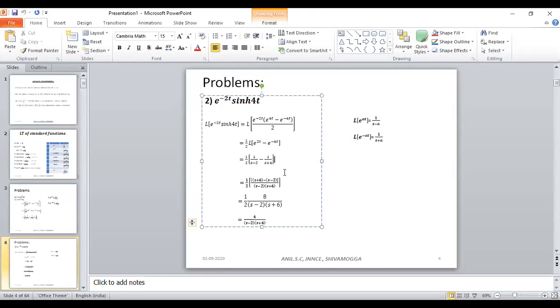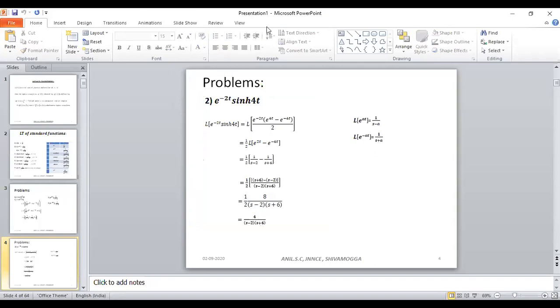And that is simple. We just take s minus 2 into s plus 6 as the LCM. Then what you get in the numerator is 1 into s plus 6, that is s plus 6, minus 1 into s minus 2, that is s minus 2. Cancel this s with this minus s. You get 6 plus 2, that is 8. 8 divided by s minus 2 into s plus 6. And 8 divided by 2 is 4. These are very simple but important problems from the examination point of view.